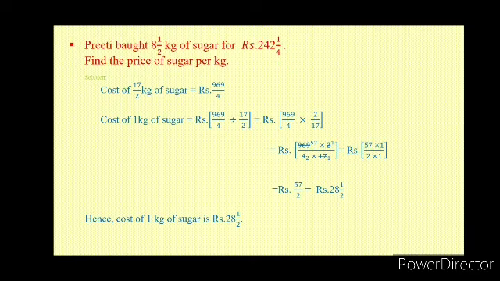Now the numerator is 57 into 1 and the denominator is 2 into 1. So it is 57 by 2. And this improper fraction can be converted into a mixed fraction as rupees 28 1 by 2. So the cost of 1 kg of sugar is rupees 28 1 by 2.